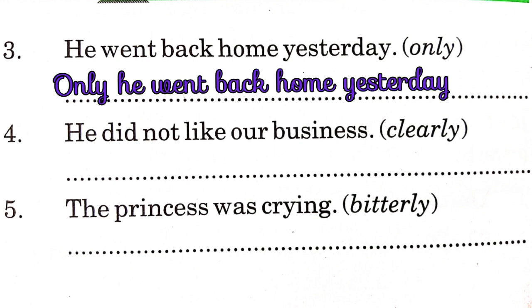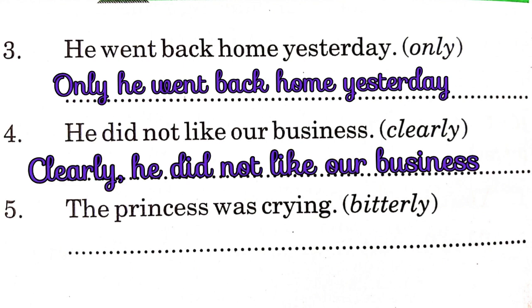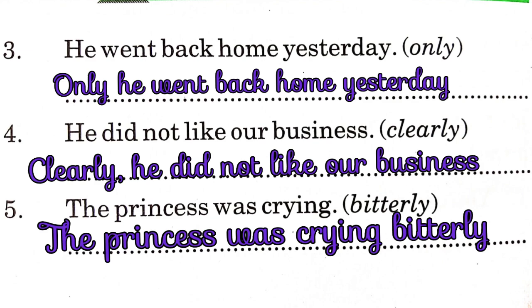Fourth, he did not like our business clearly, and it is the adverb of manner, and it can come in the beginning of the sentence. So the sentence will be clearly, comma, he did not like our business. Fifth, the princess was crying, and the adverb is bitterly, which is again an adverb of manner. So it will come after the verb. The princess was crying bitterly.